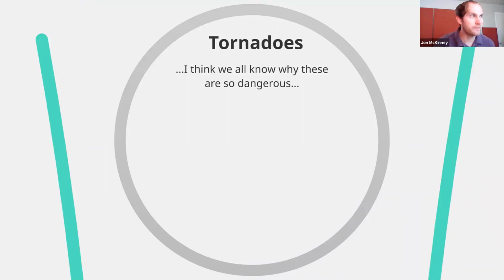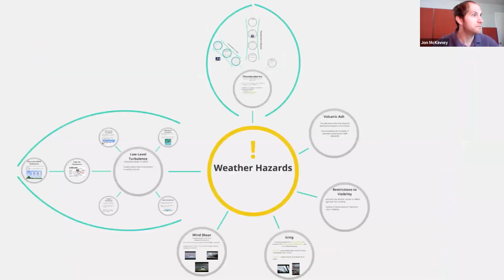Tornadoes. I think we all know why these are so dangerous. So it's really just the fact of wind shear, gosh, very, very strong winds, tornadoes. That would be a supercell type of event, and we don't want to be flying anywhere near that level of convective activity. Weather hazards.